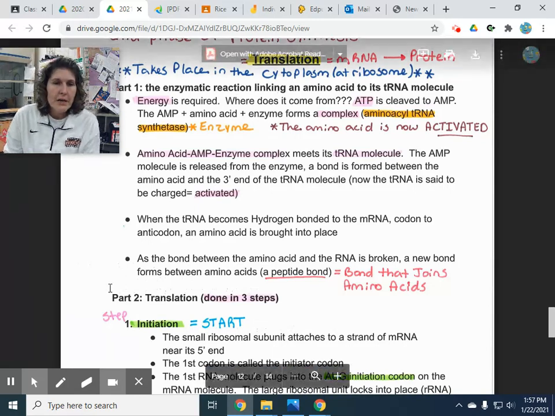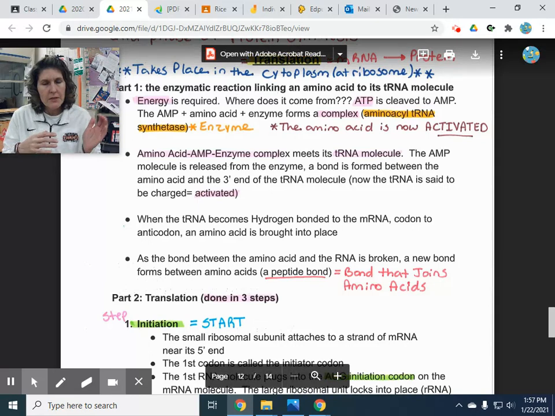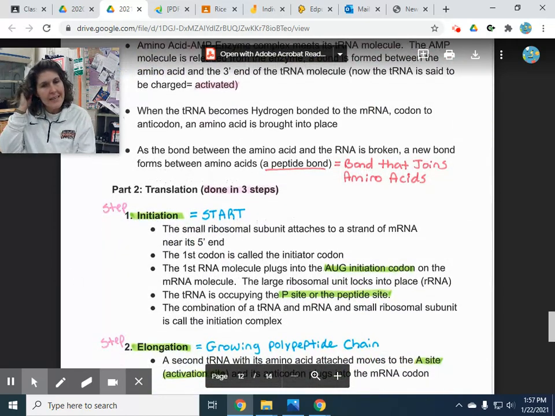So when we go through this process of translation, at this point, messenger RNA has left the nucleus, it's out in the cytoplasm, and my whole process of translation is going to start. We're going to break it down in three steps here. So we have initiation, elongation, and termination. When we look at initiation, this basically means start.